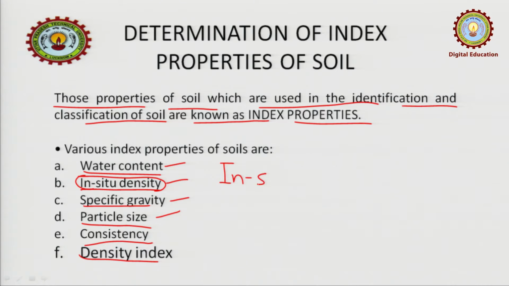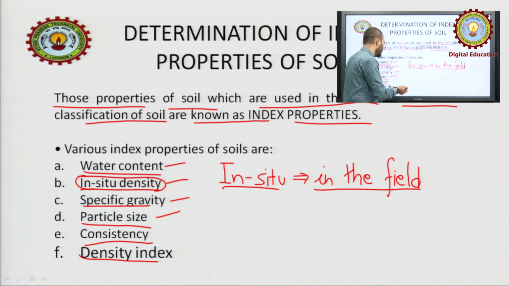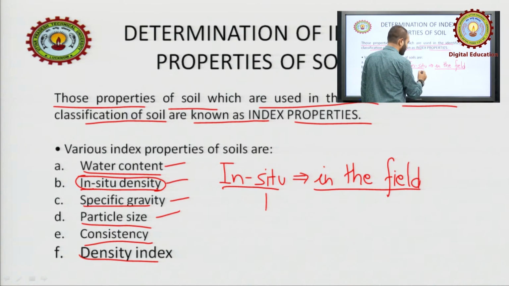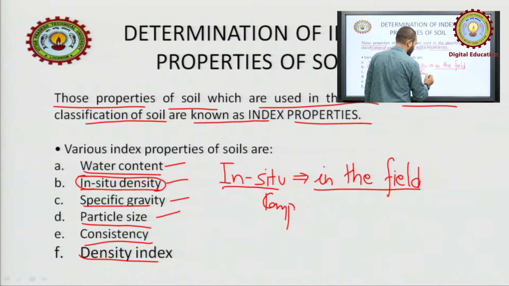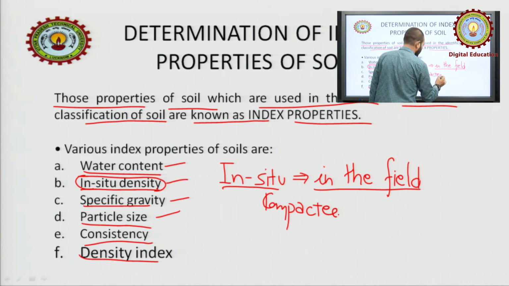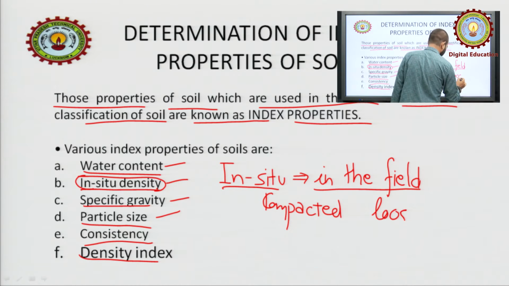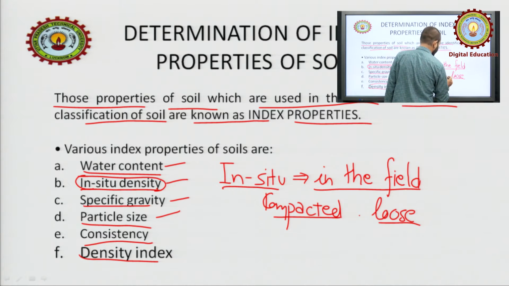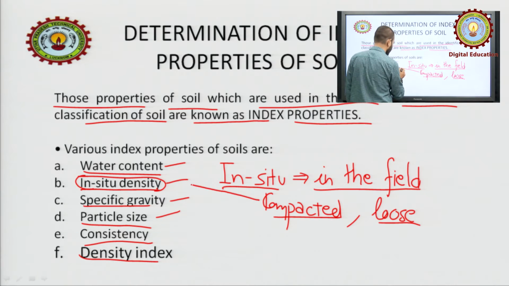The word in situ actually means in the field itself, or in the place where the work is being carried out. Okay, not in the lab, in the field. So, in the field we will see the density of a soil. If it is highly dense, okay, highly compacted soil, it may be a compacted soil, or it may be a loose soil as well. So, this is a type of classification for the soil. How is it done? It is done on the basis of density, okay, compactness.